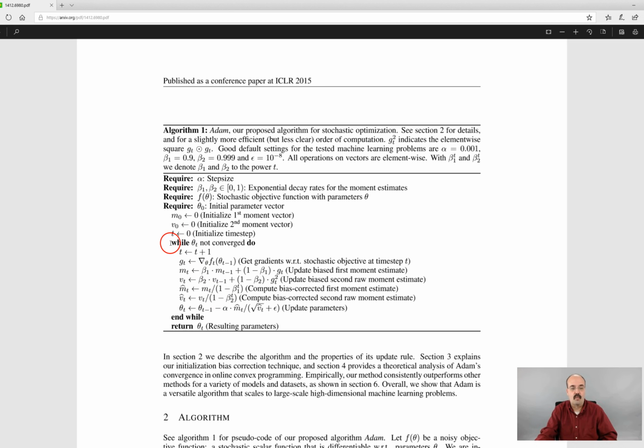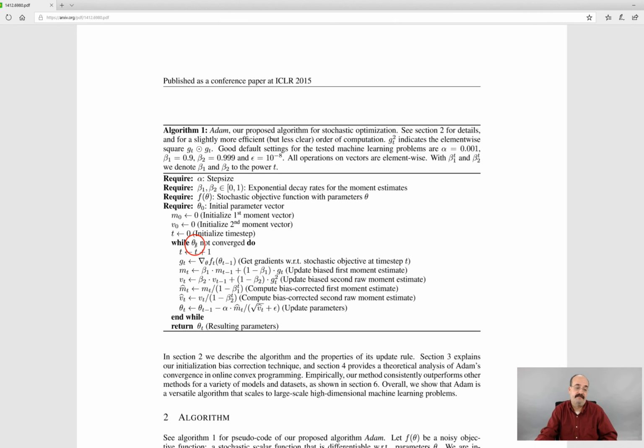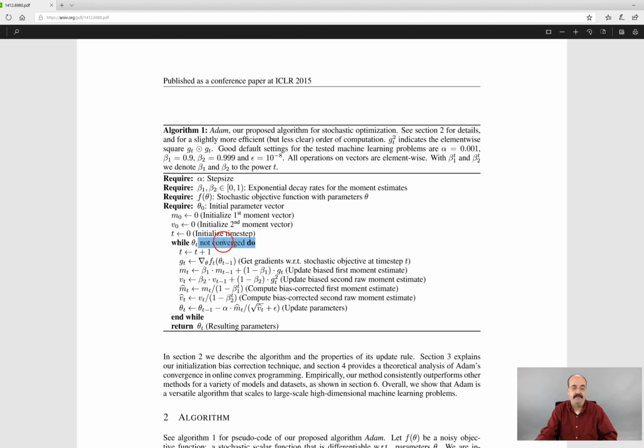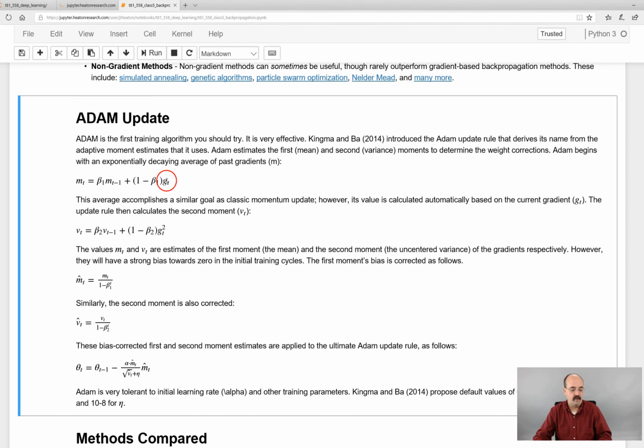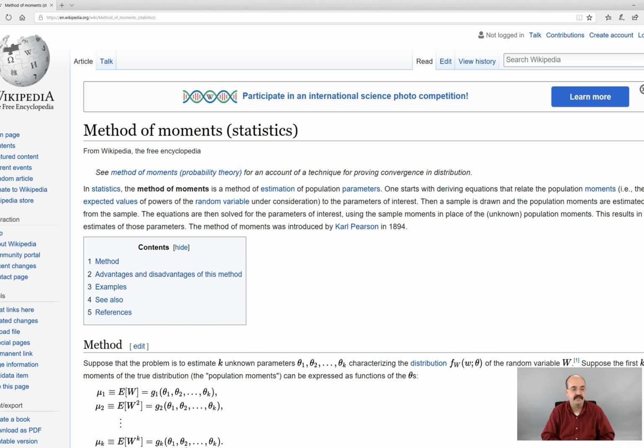While theta, with very similar notation to what we have in the class module, while theta for the current time has not converged. That's a somewhat ambiguous statement. It's implying early stopping. Whatever your criteria for converged is, while that has not happened, continue going through this. This is using something in mathematics, or statistics in particular, called moment estimation. Moment estimation, the method of moments that you see here, is a way of estimating each of the moments of a distribution of values. So that's the mean, the variance, and so on.